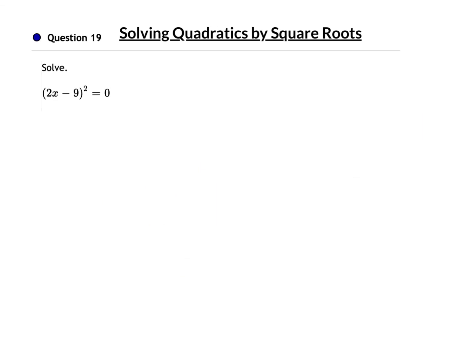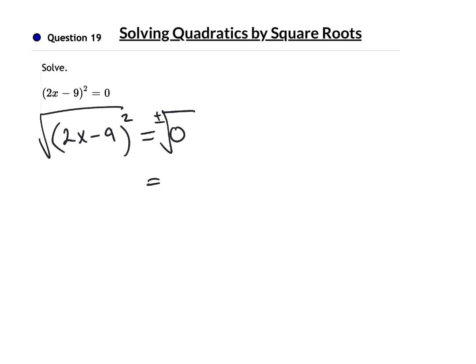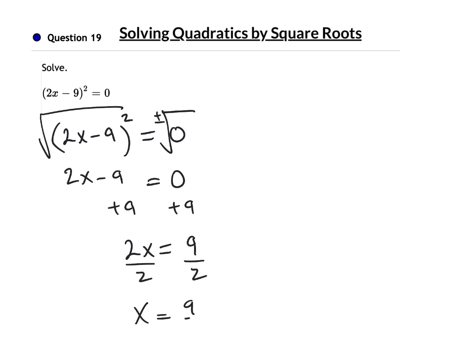Question 19. 2x minus 9 quantity squared equals 0. Take the square root of both sides, put a plus or minus over here. Notice that the square root of 0 is 0, and 0 plus or minus 0 is still 0. I get 2x minus 9 equals 0. We'll add 9 to both sides. 2x will equal 9, and divide by 2, and x is 9/2.